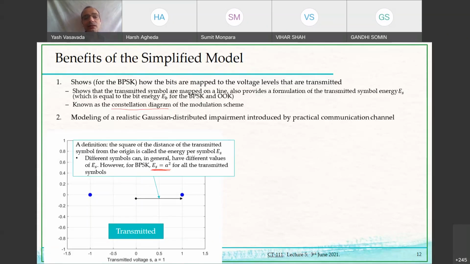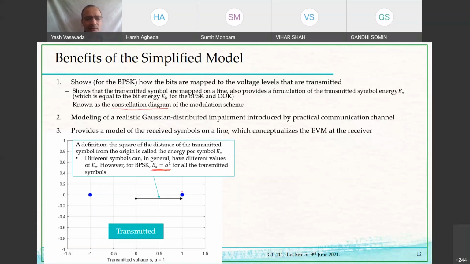Now, the other thing is that using this simplified model, we were actually able to model what the real-world noise channel does. A lot of the time, the real-world noise channel is indeed Gaussian. So we were able to realistically model what is going on with the channel itself. And then finally, we can also visualize what happens at the receiver.